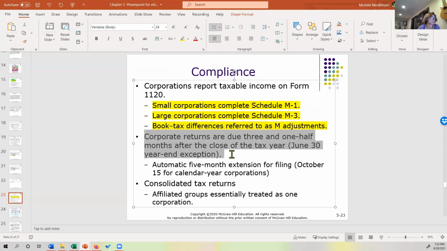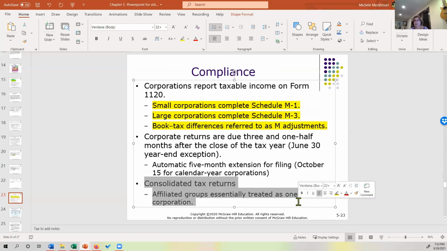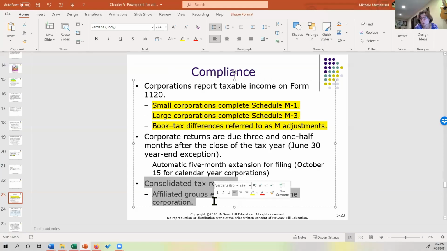Obviously, we have due dates. You get an automatic 5-month extension. And here's a cool thing about consolidated corporations. You can have an affiliated group, and then essentially they're treated as one corporation. You can net gains and losses across affiliated groups.